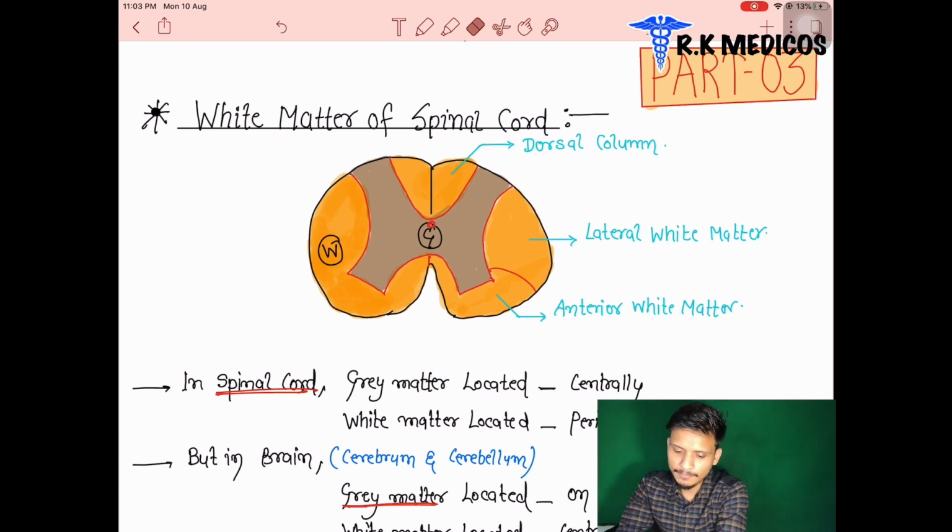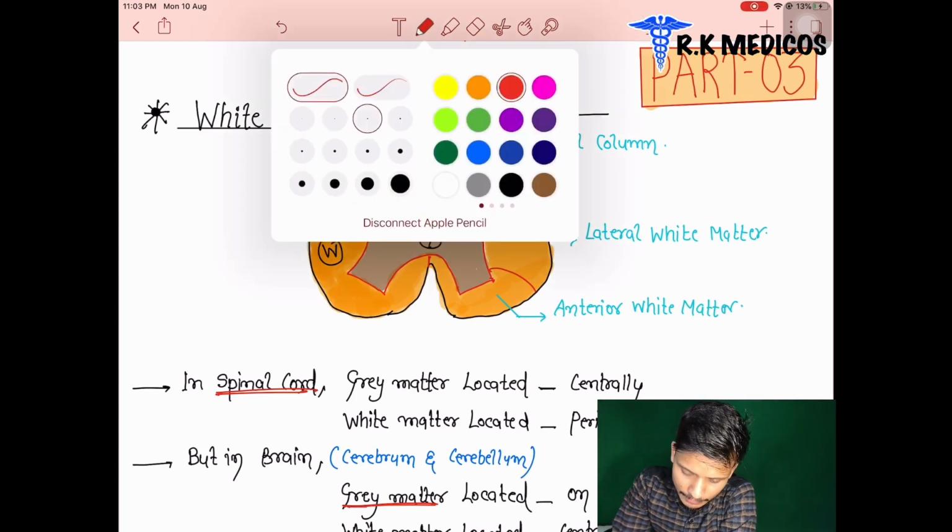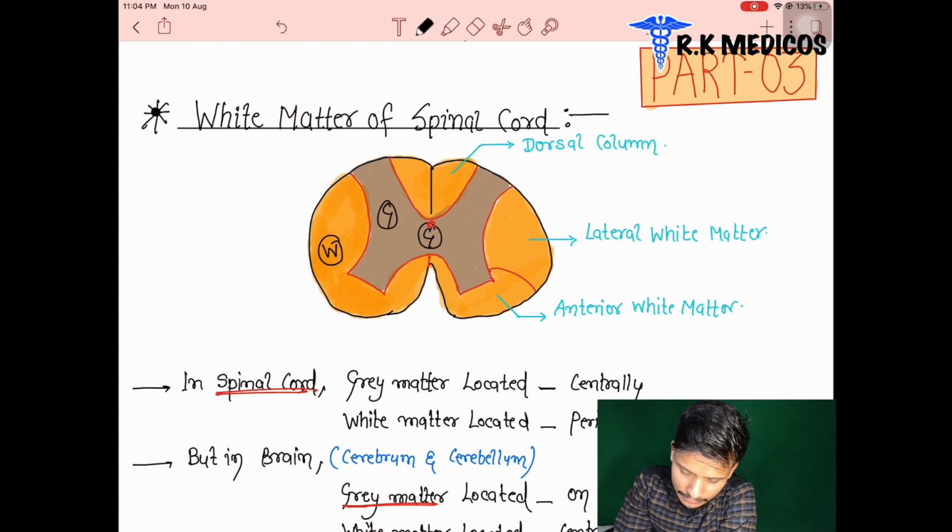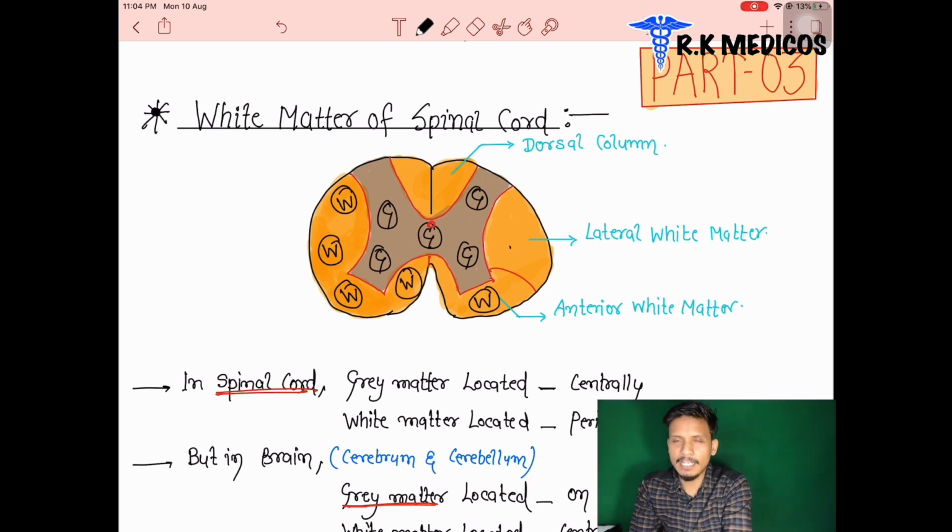So you can see here in the central part, what is located here? Gray matter. So this is the gray matter, this is the gray matter, this is the gray matter. These all are gray matter. What is white matter? We can see here these all regions are white matter. What is indicated with yellow? These all are white matter. So now we are going to see only white matter.